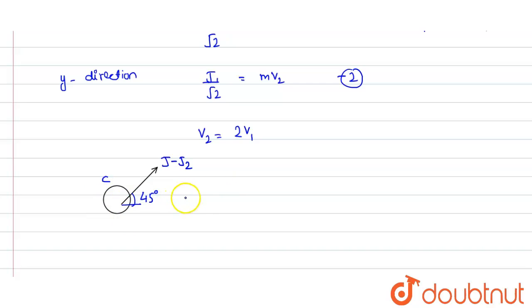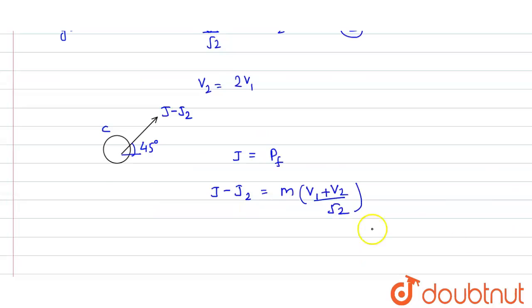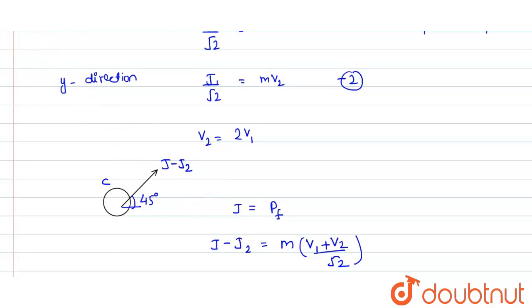Okay, so what we can do is apply this change in momentum for our C in this direction, that means along B to C. So we can say that net impulse J would be equal to the final momentum. First of all, we write this equation. What is the net impulse for our C? It would be J minus J2. This would be equal to the mass of C, which is m, into the velocity, which we have already calculated to be v1 plus v2 divided by square root of 2. Now we can already say that v2 is equal to 2 times v1. Now if you make this substitution and also put the value, so this is our J1.